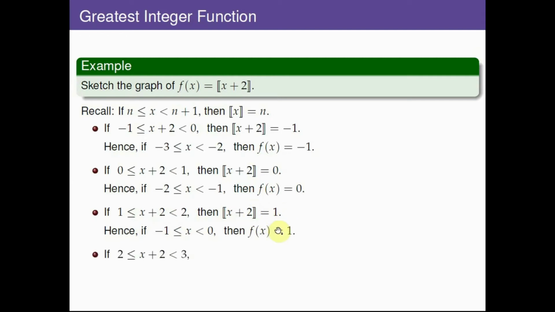Continuing this process, we have another one. If x plus 2 is greater than or equal to 2 but less than 3, what is the GIF? It's 2. Hence, if x is within this interval, then f of x is 2. Okay? And continue so on and so forth.